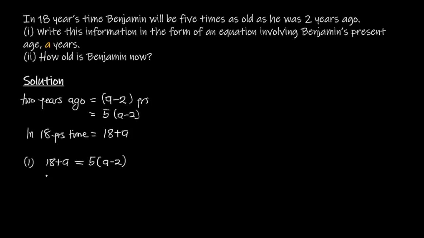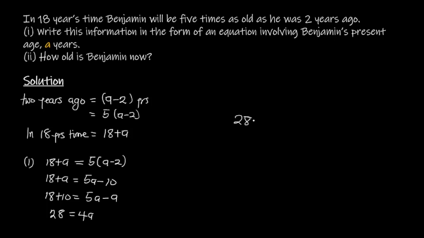Alright, so we have 18 plus A is equal to, let's expand this bracket, 5 multiplied by A will give us 5A, 5 multiplied by negative 2 will give us negative 10. So I will maintain the 18 here and bring the negative 10 to the other side of the equal to sign. It becomes plus 10 is equal to 5A. Then I send this A to the other side of the equal to sign. It becomes 28 is equal to 4A.